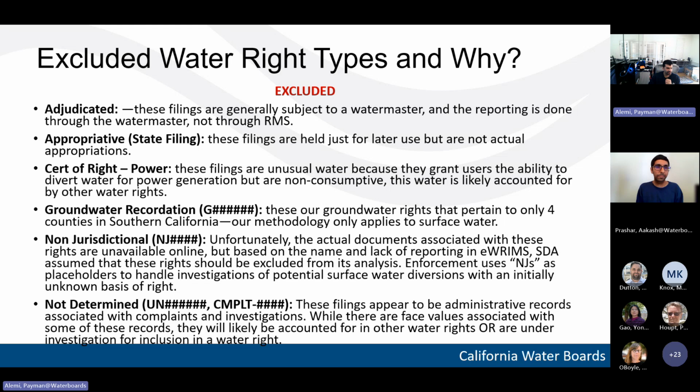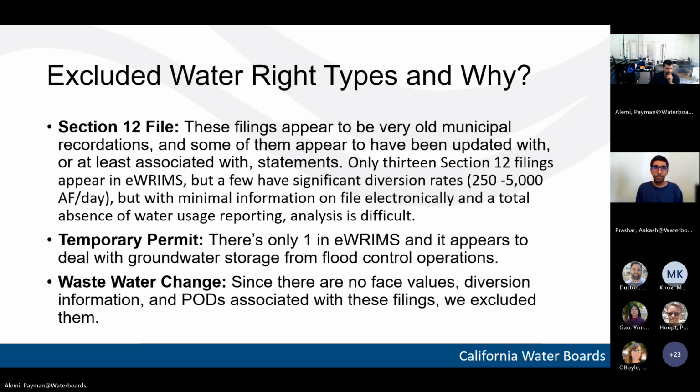And then there's a series of administrative rights, like non-jurisdictional NJs, and they're not really even rights. Enforcement uses them as placeholders to handle investigations. And then same thing with the UNs and CMPLTs. I mean, there are some records that are associated with these complaints and investigations, but at face value they're probably accounted for elsewhere. This is a very old type called the Section 12 filing. There are only 13 of them in the division, but there's not a lot of electronic information available. No water usage reporting, so it's hard to analyze. That was excluded. There's a temporary permit, one in all of eRIMS.